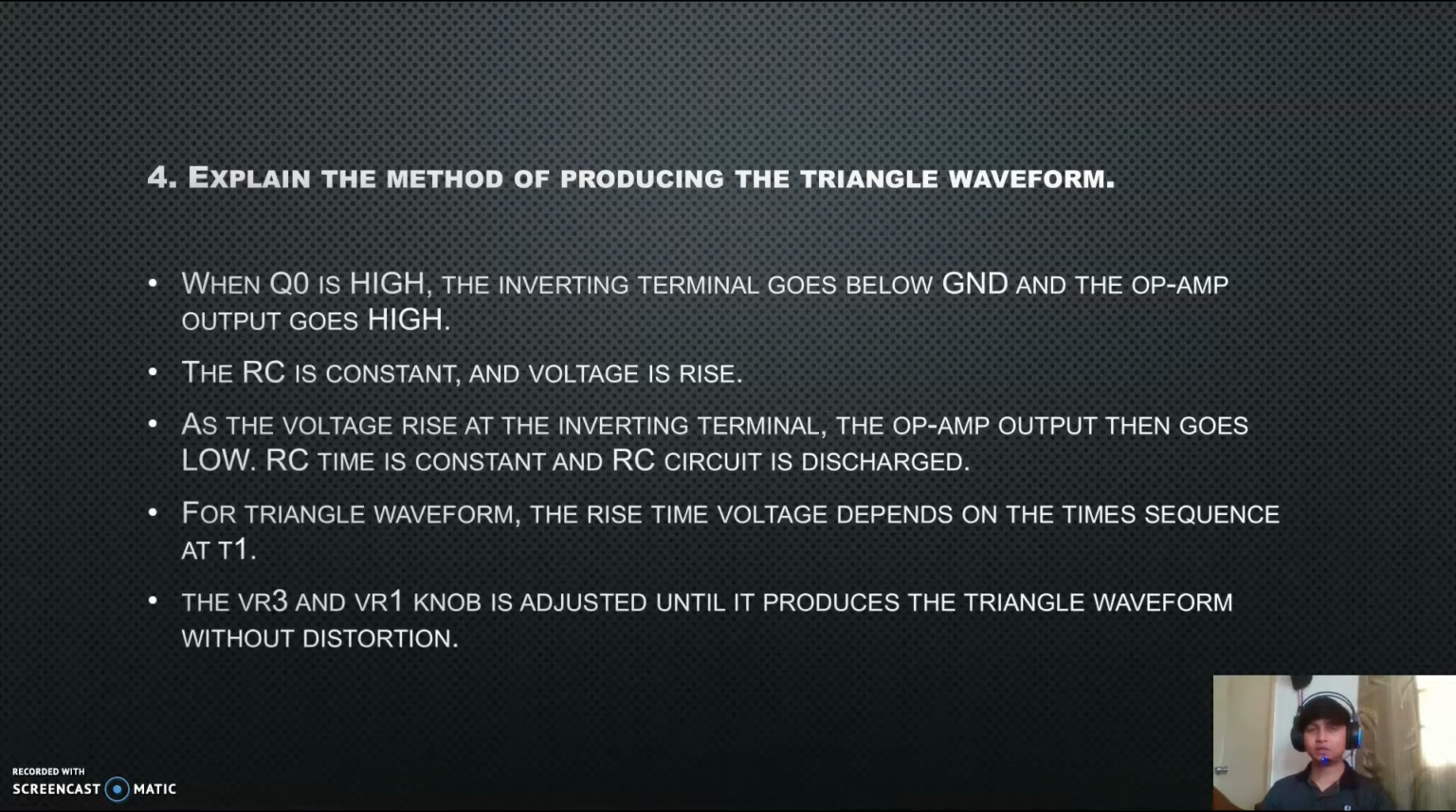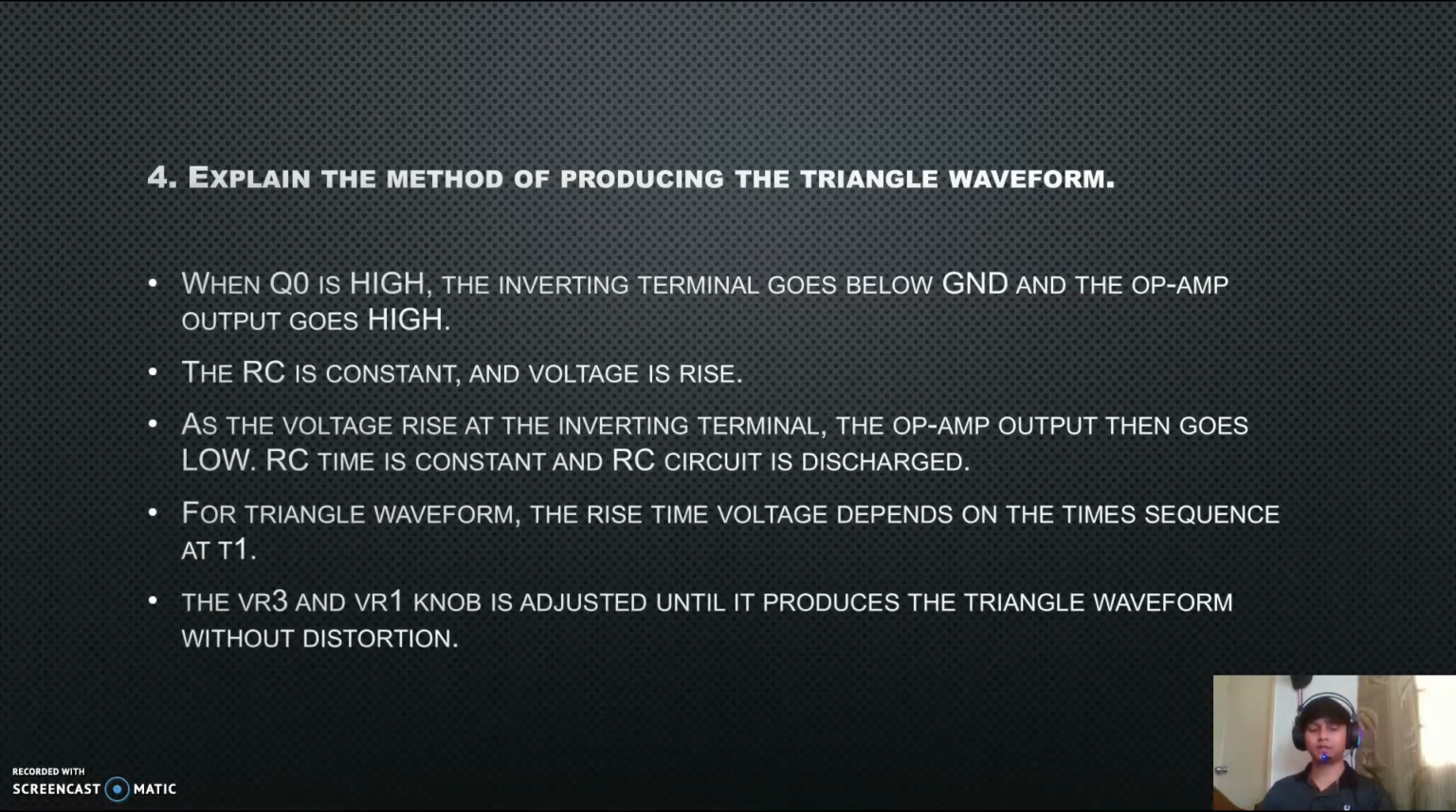So when Q0 is high, the inverting terminal goes below ground and the op-amp output goes high. The RC is meanwhile constant and the voltage rises. And as the voltage rises at the inverting terminal, the op-amp output will then go low. So the RC time is constant and the RC circuit is discharged.